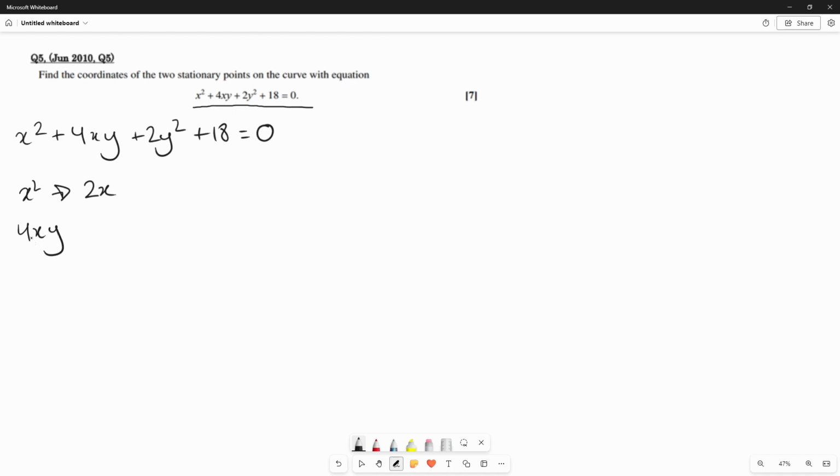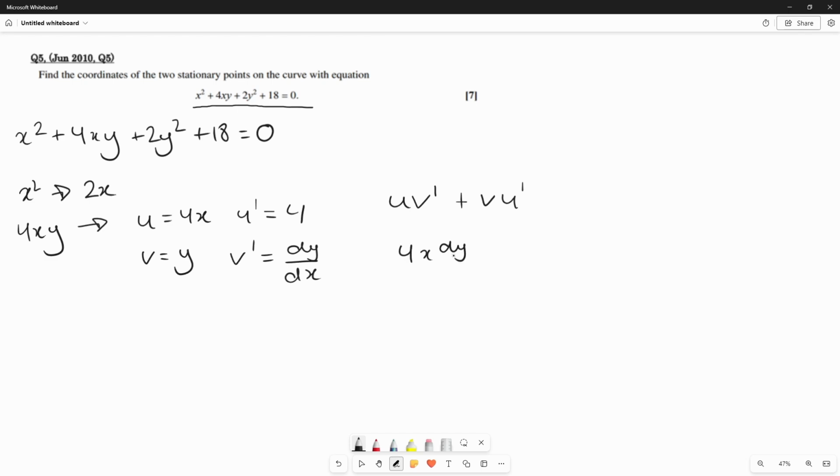4xy, we're going to have to use the product rule on this because there are two different variables within it. So we'll call u 4x and we'll call v y. The derivative of u will be 4 because we're just differentiating the 4x, and the derivative of v will be dy by dx because we're differentiating y with respect to x. The product rule, if you remember, is u multiplied by the derivative of v plus v multiplied by the derivative of u. So that's going to be 4x dy dx plus 4y.